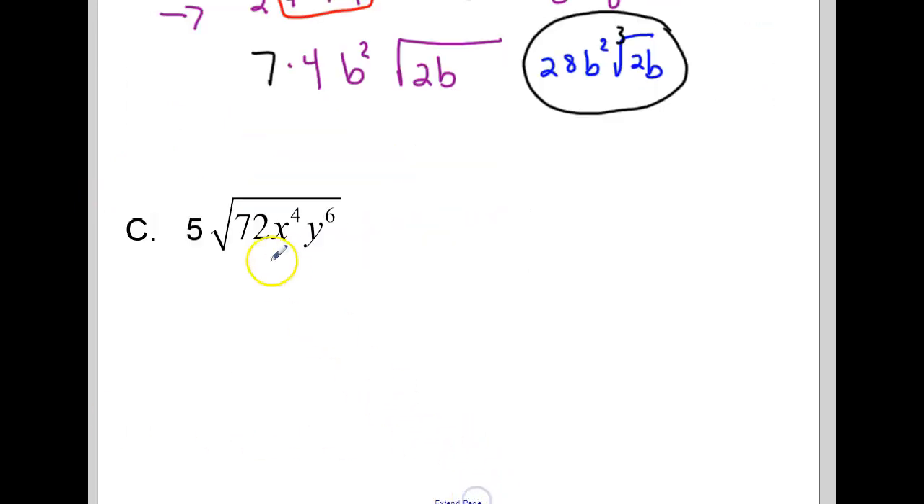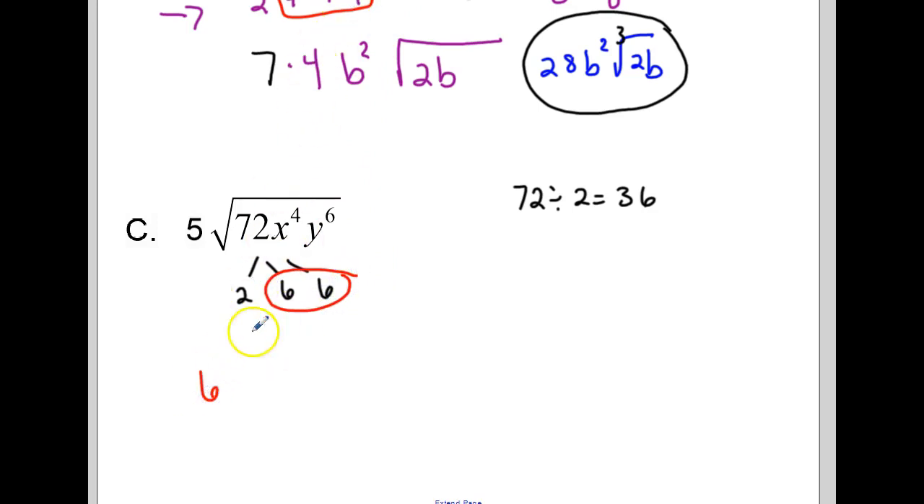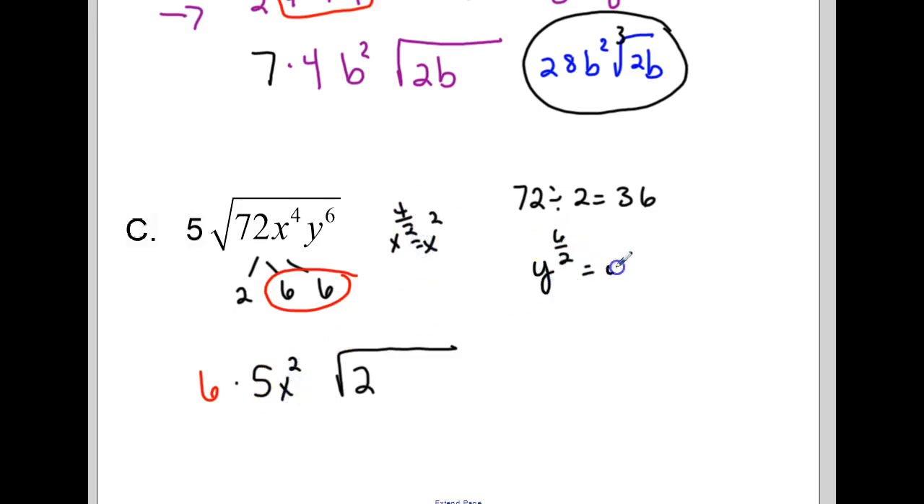All right, last example. 5 times the square root of 72, x to the 4th, y to the 6th. I just happen to know that 72 divided by 2 is 36, and 36 is a perfect square. So I'm going to say 2 times 6 times 6. I've got a pair of 6's. That pair of 6's is going to come out. I've got that 5 sitting in front. I'm going to put my radical here. 2's left underneath. What's really nice is x to the 4th divided by 2 is x squared. So x squared comes out. Y to the 6th divided by 2 is y cubed.